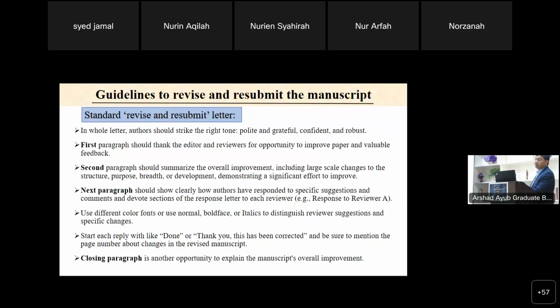Start each reply with something like, done, or thank you, this has been corrected, and be sure to mention the page number where you have done this. The closing paragraph is another opportunity to explain the manuscript's overall improvement.